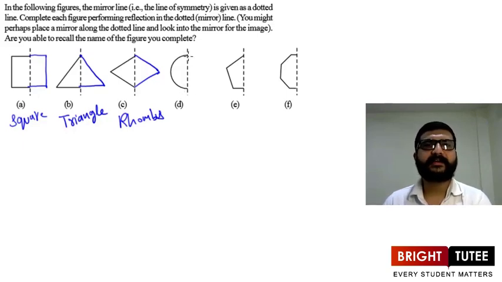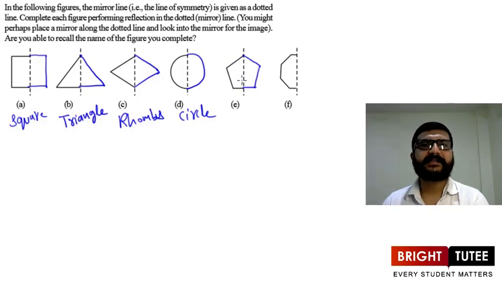Here we have a curve like this. So similarly we will draw one curve like this also here. Now this is a circle. Now for the next one, we have four sides here. We have 1, 2, 3 line segments. Similarly here also we will draw 3 line segments like this. Now try to recall what kind of figure it is. How many sides does it have? 1, 2, 3, 4, 5. So it is a pentagon.